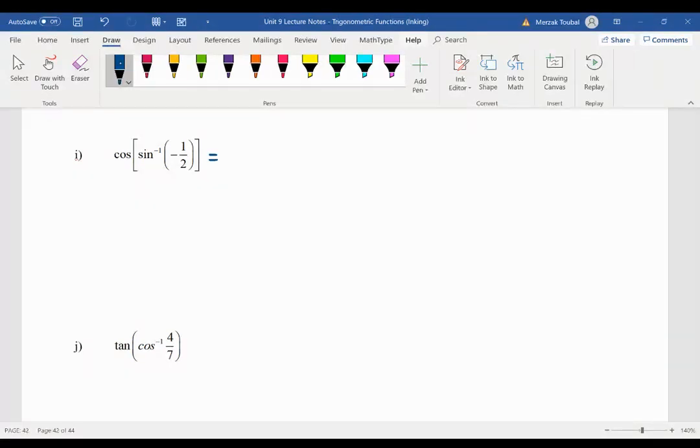Maybe for this example, we don't need the triangle. Why? Because we know what sine inverse of negative 1/2 is. Negative 1/2 corresponds to one of the special angles on the unit circle. Because this is a negative value, it must be negative pi over 6. So this would be cosine of negative pi over 6.